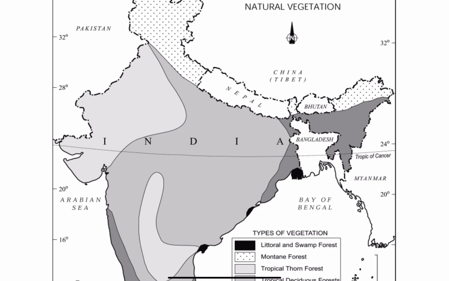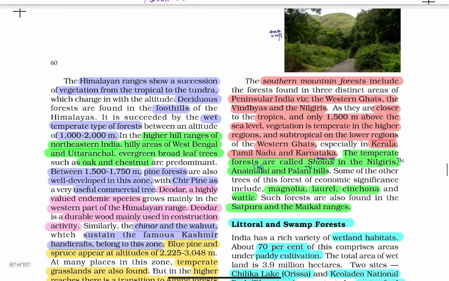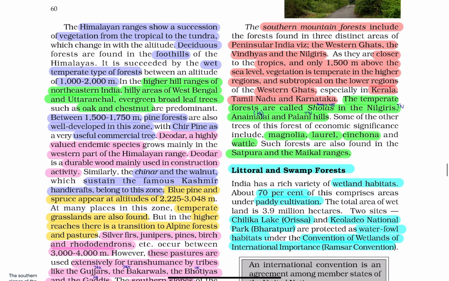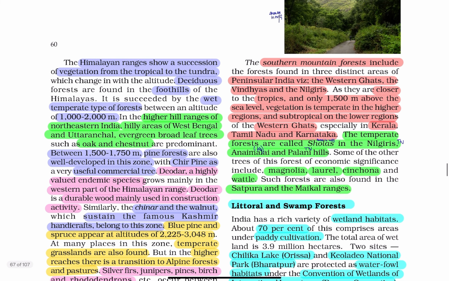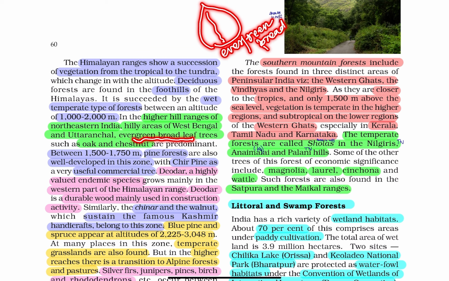So in these higher hill ranges, we'll find the montane type of forest. What are the characteristics of trees there? The trees are evergreen broadleaf, so the leaves are broad and they show the characteristics of evergreen type. Examples given are oak and chestnut. What is the category? Evergreen broadleaf trees, oak and chestnut.